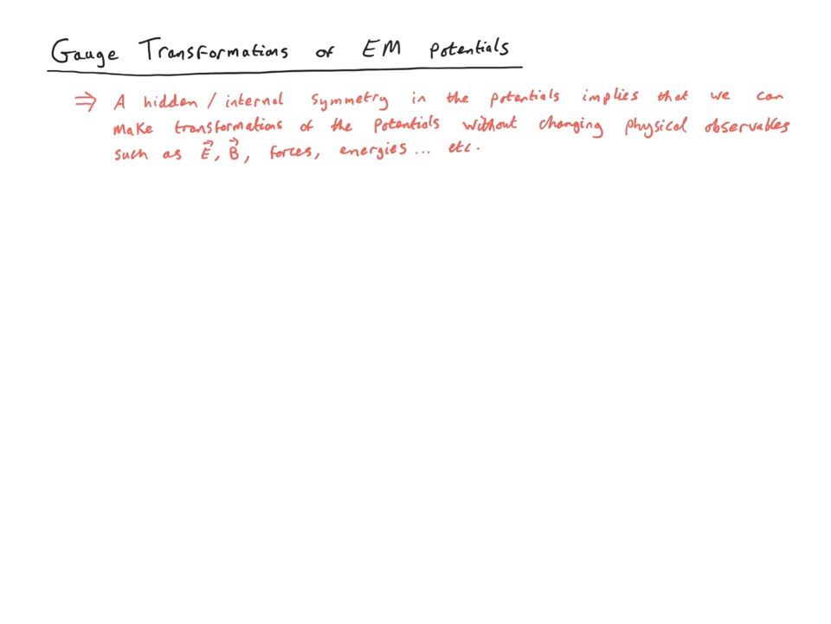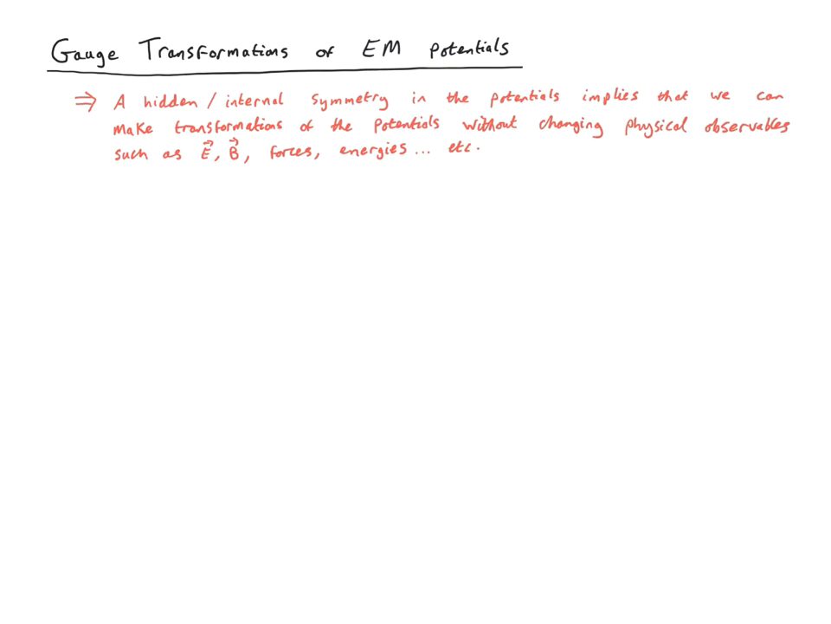So the idea of a gauge transformation of the electromagnetic potentials is that there is a hidden or internal symmetry in these potentials, and that means that we can make transformations of those potentials without changing physical observables, such as the electric fields and magnetic fields, the forces, the energies. So basically anything actually physically observable will be blind to these transformations of the potentials. And we already saw a couple of examples of this in the study of electrostatics and magnetostatics.